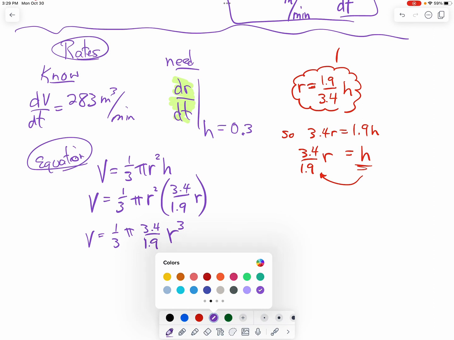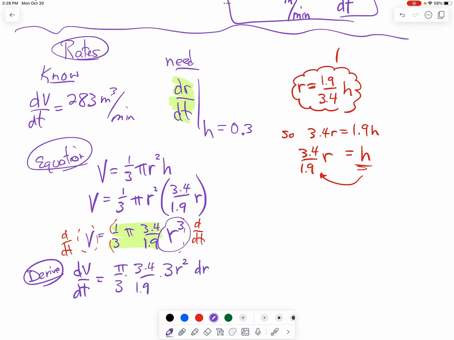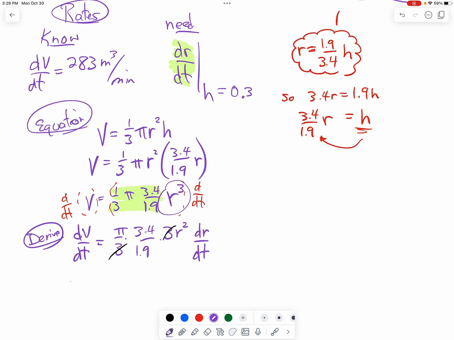Now we get to the derived part, which means we take the derivative on both sides with respect to time, and that should yield dV dt equals, okay, 3. All this here, that's a constant. I'll clean up later. It's 1/3 times pi times 3.4 over 1.9, and then the derivative of r cubed is 3r squared dr dt. I see a 3 that will cancel, and so I can clean that up and say dV dt equals 3.4 pi over 1.9 r squared dr dt.